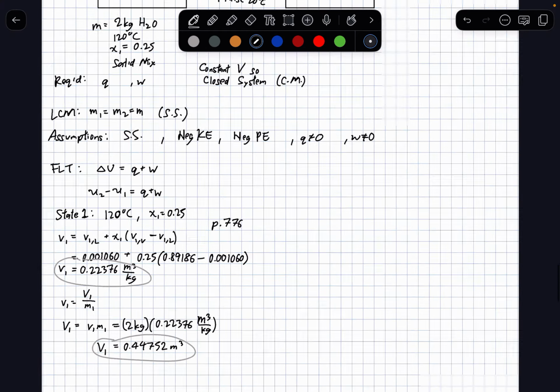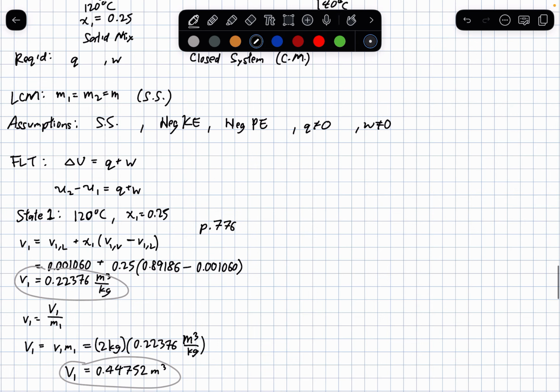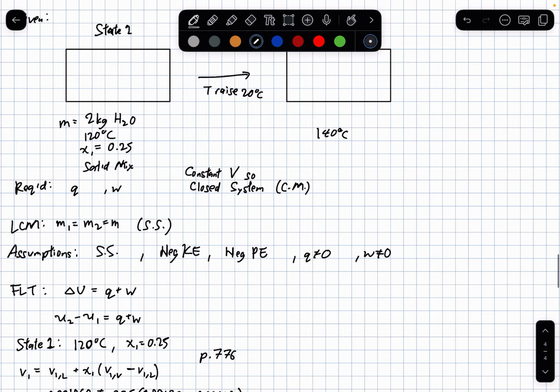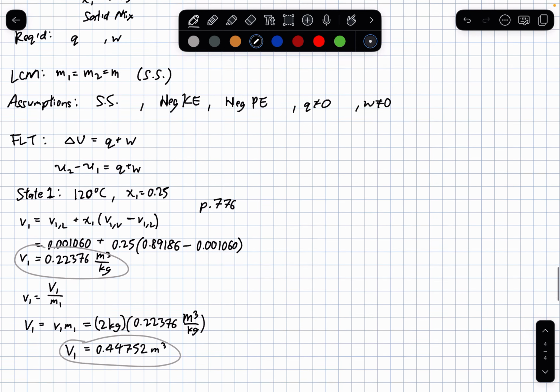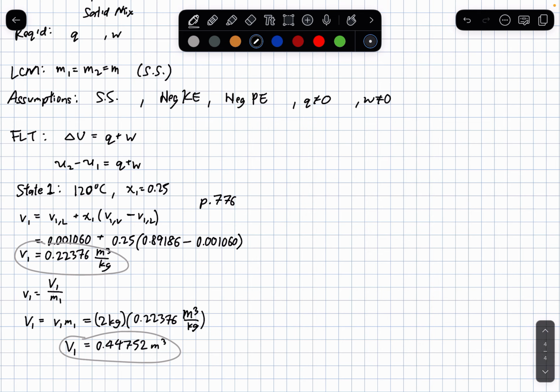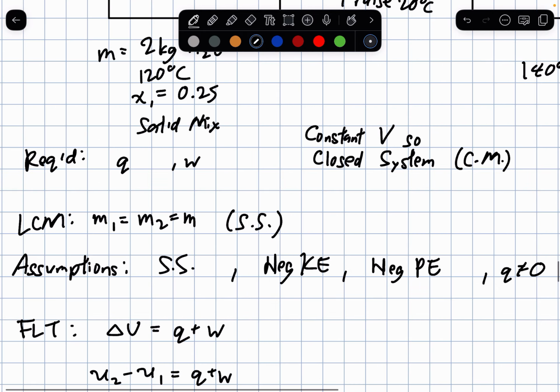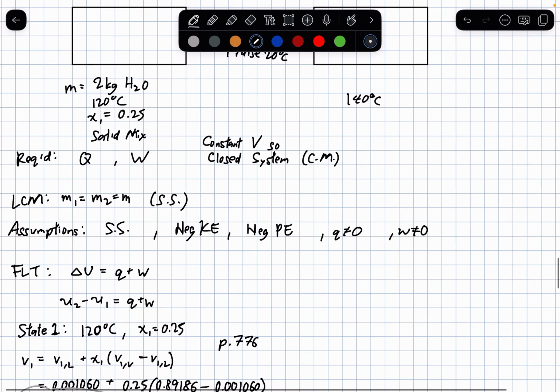Okay, so after that, what do we do now? What are we supposed to look for again? Q and W, no? Heat transfer and work in the system. They're not lowercase, they are capital letters. We are not tasked to look for specific values, specific heat transfer and specific work. Just the normal work and heat transfer, no?